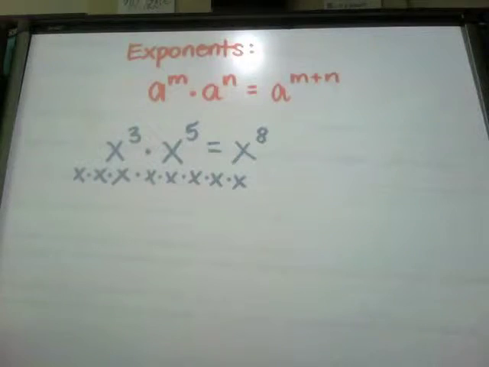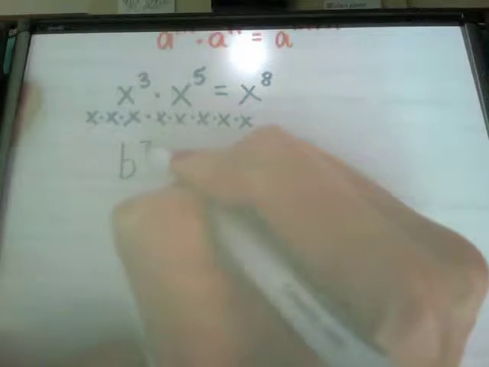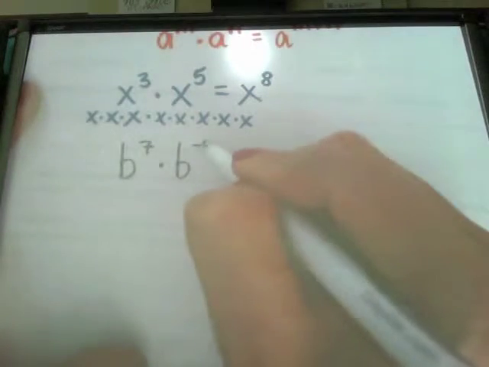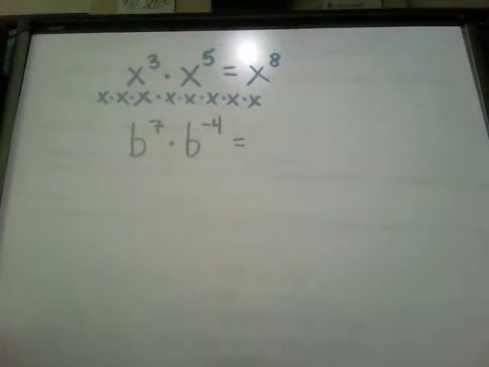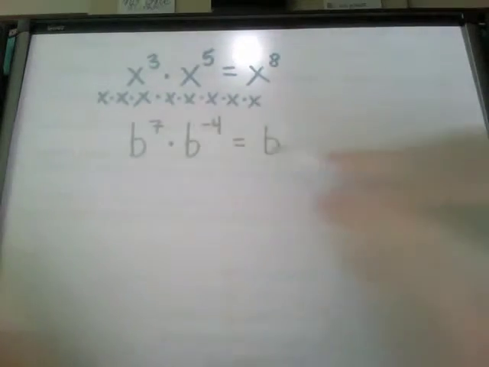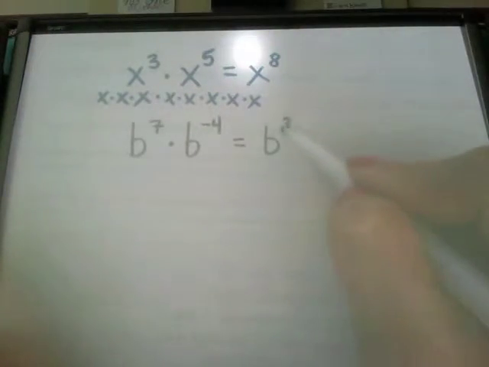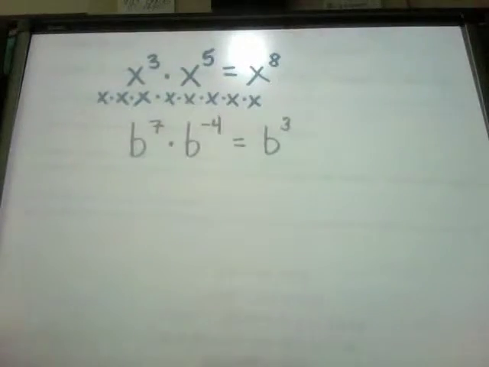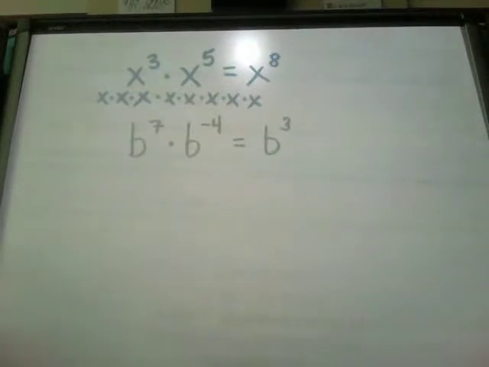So let's go a little bit harder. What if I had b to the 7th times b to the -4th? We haven't gotten to negative exponents yet, but we will. And of course there's one right here. What would I end up with according to this pattern or exponent rule? Brian? 7 plus -4? 3. Later on I'll be showing you what happens if you get a negative exponent in your answer. There's a way to simplify that, but we're not getting to that yet.